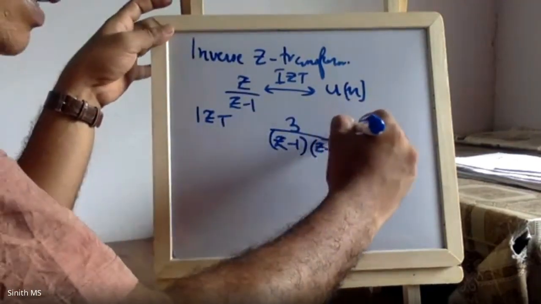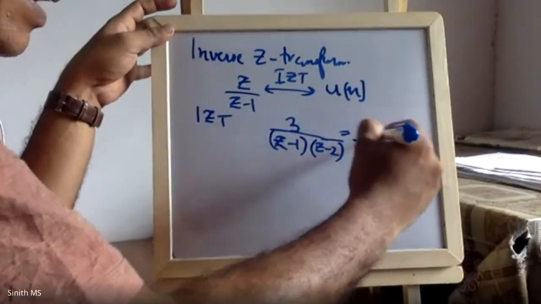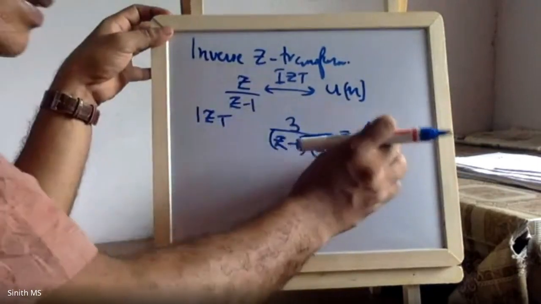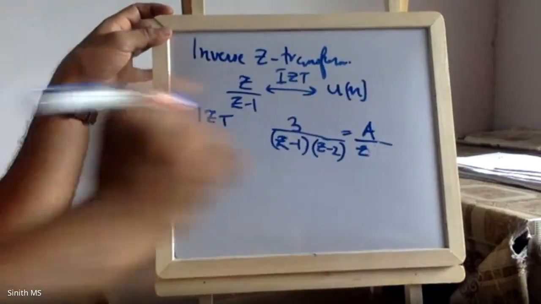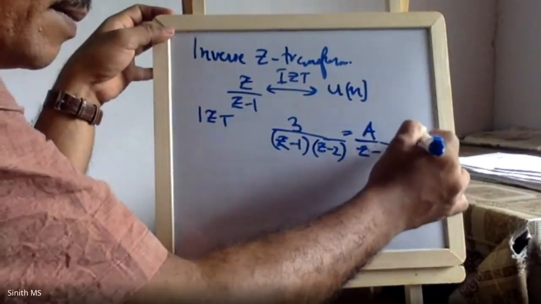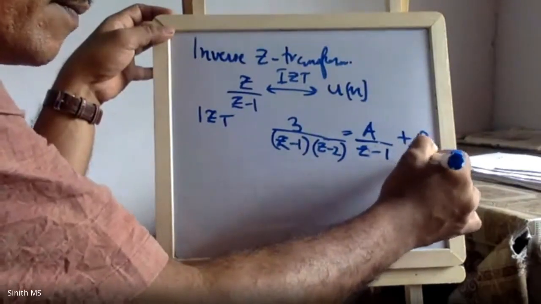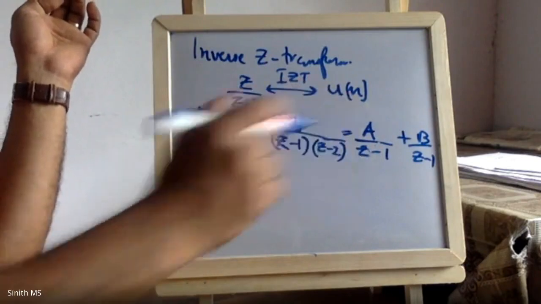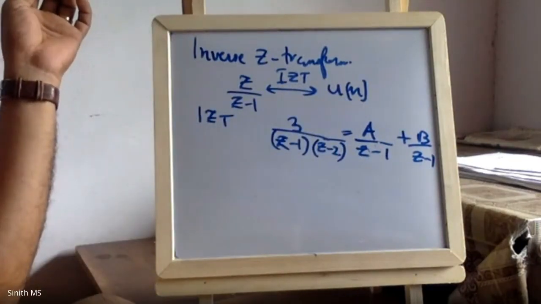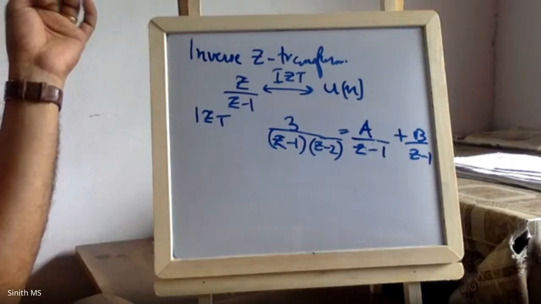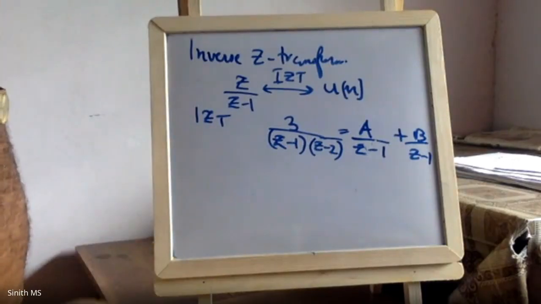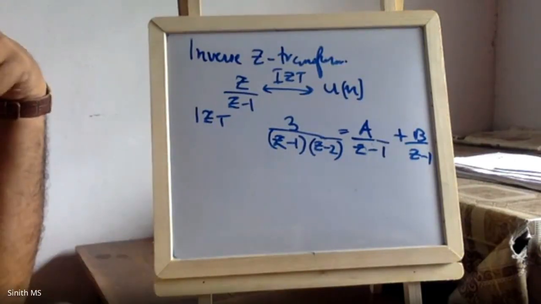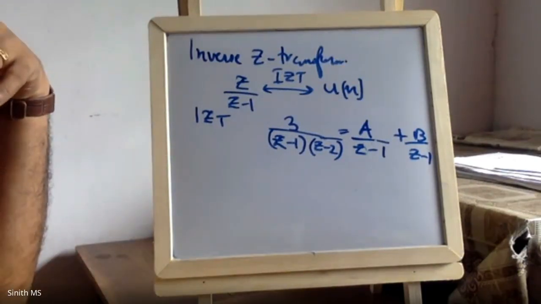So this you can write as partial fractions: a by z minus 1 plus b by z minus 2. And from this you can find what a is and what b is. So can you try to find? I will give you 2 or 3 minutes for this. You just find and tell what a and b are.